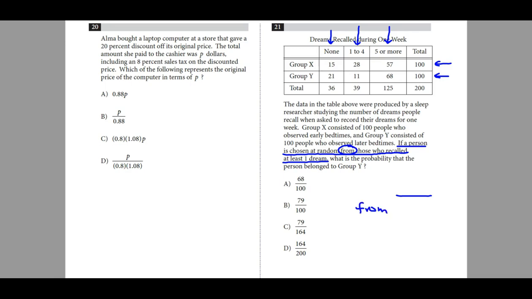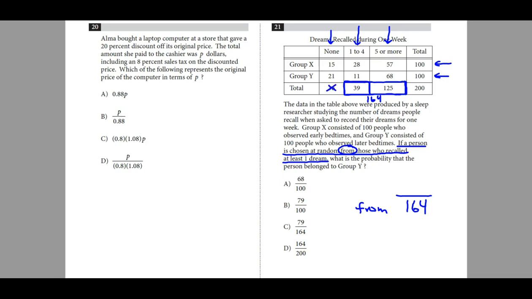So if a person is chosen at random from everybody who recalled at least one dream, well, looking at this chart, these people recalled 1 to 4 dreams. These people recalled 5 or more. So this is the group. All of these people right here are people who had at least one dream. And I believe when we add those up, there is 164 people there. So 164 people had at least one dream. We're going to get rid of the 36 who didn't have it.